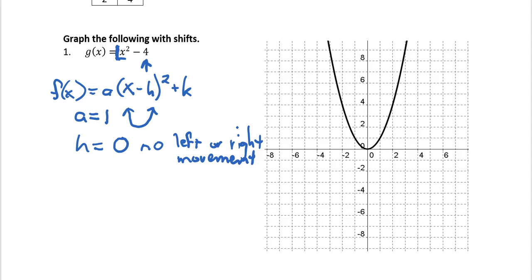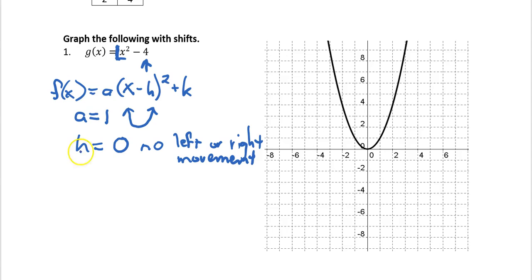To summarize so far, this black graph is actually the graph that we would use so far. Because our A is 1, so we're opening up. Our H is 0, so we're not moving it left or right. So far, this black parabola would be our graph.